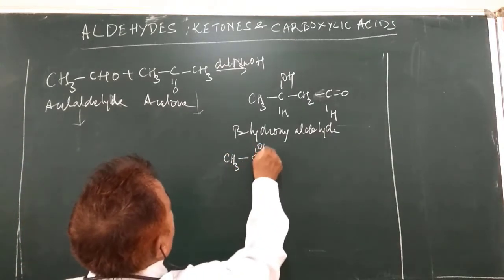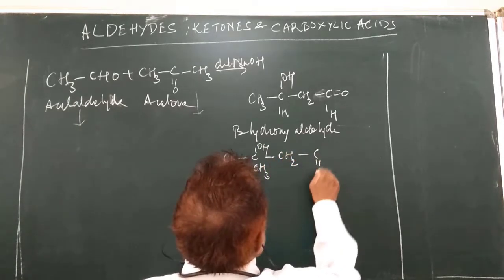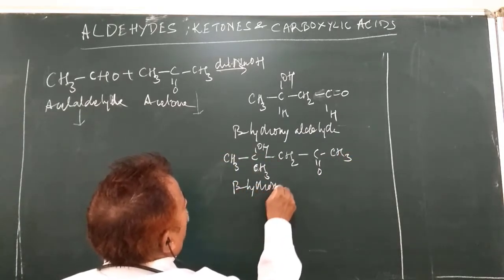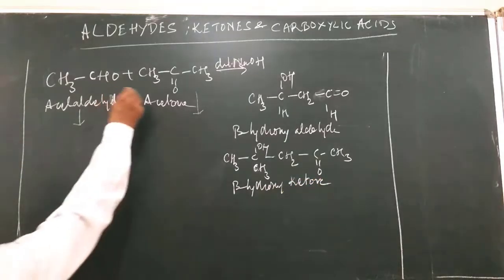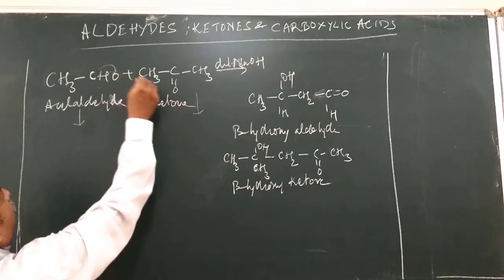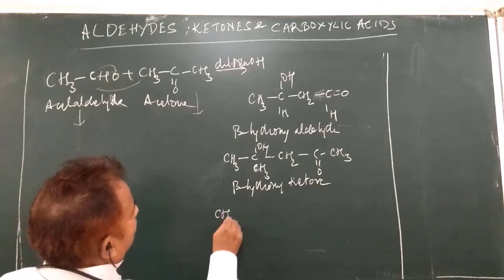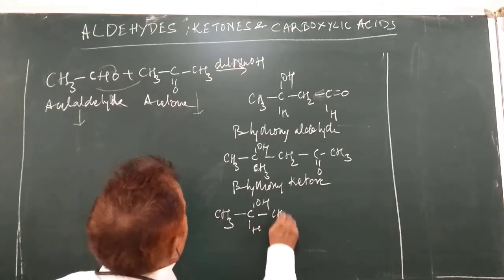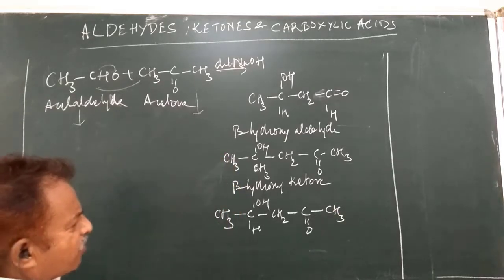CH3 COH CH3 and CH2 C=O CH3. This is a beta hydroxy ketone. Now when these two molecules undergo condensation, this bond shifts from carbon to here, and of course this comes and attacks here. Therefore, we get CH3 COH H CH2 C=O CH3. What is this substance?